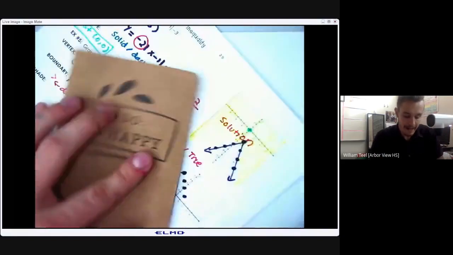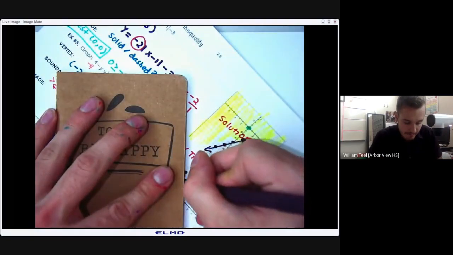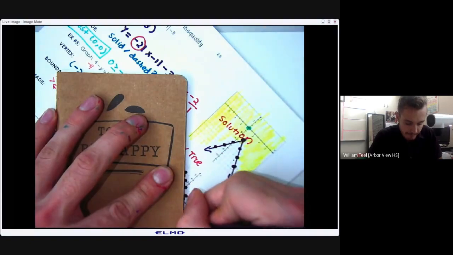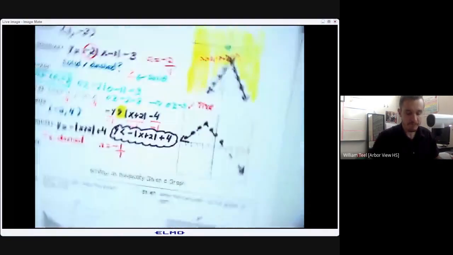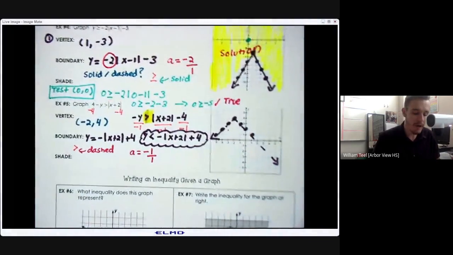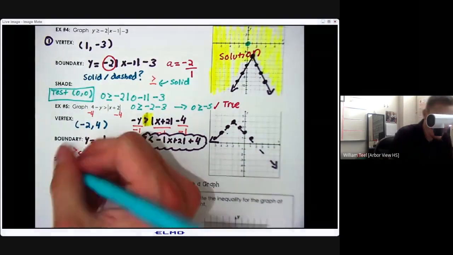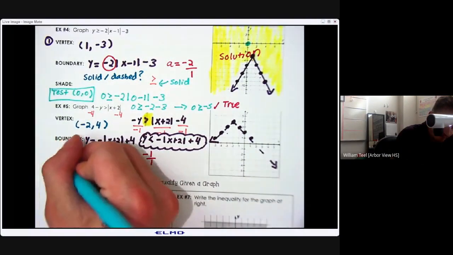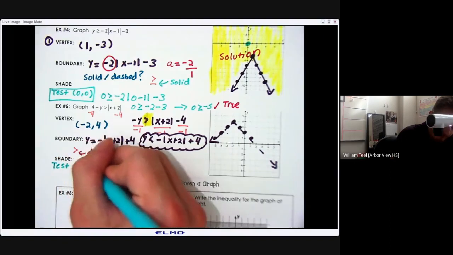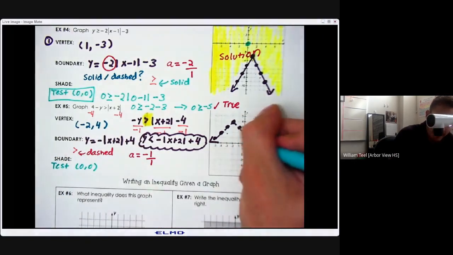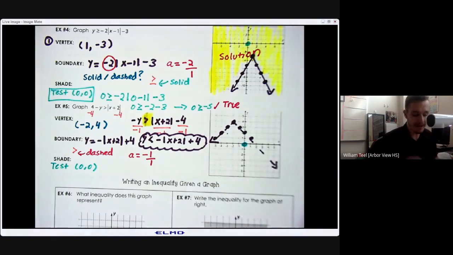And on this side, I have a dashed line, and so on. Okay, so now we're going to figure out where our solution is. So let's go ahead and test 0, 0. If I test 0, 0 somewhere right here, it's not on the boundary, so I am allowed to test it. So I'm going to plug this into my inequality.